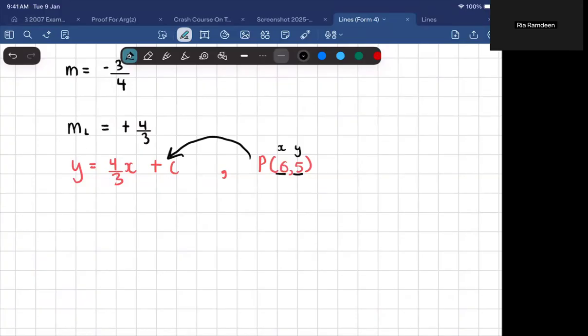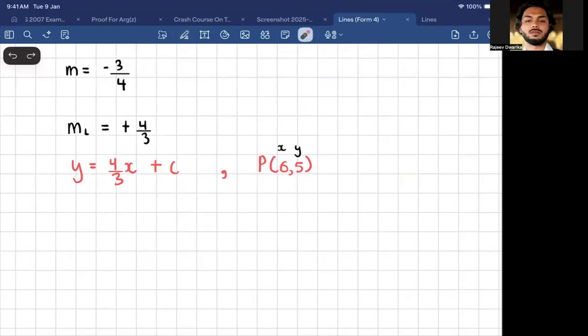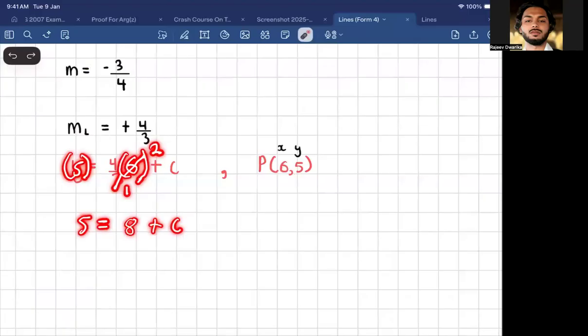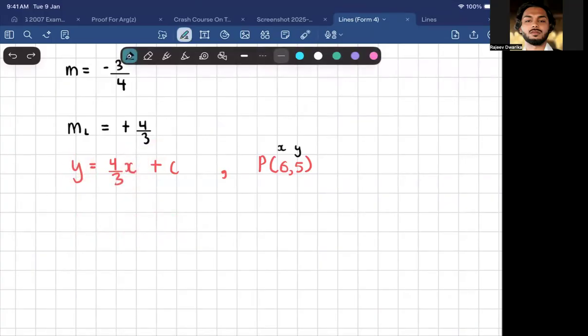Both of them? Yes, because think about it. If I know that x is 6, I could write 6 here. If I know y is 5, I could write 5 here. 3 into 3 is 1, 3 into 6 is 2. You would end up with 5 is equal to 8 plus c. Can you find for c? So that's it. We need to find for c. Anytime you want to find for c, you take a point, plug it in, and find for c.